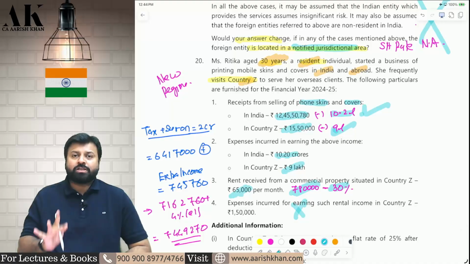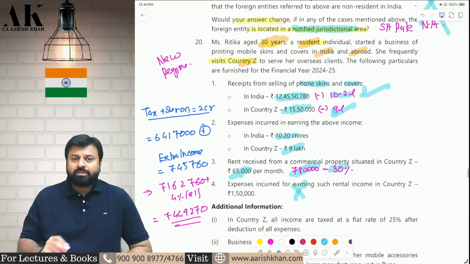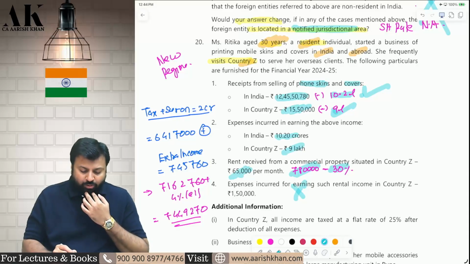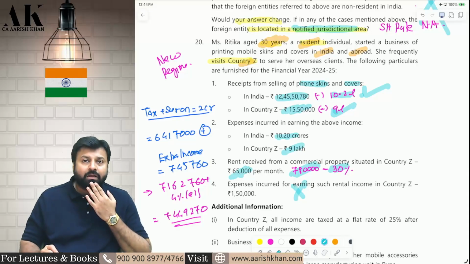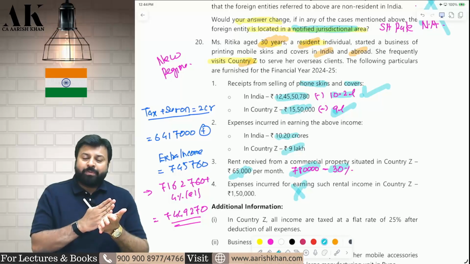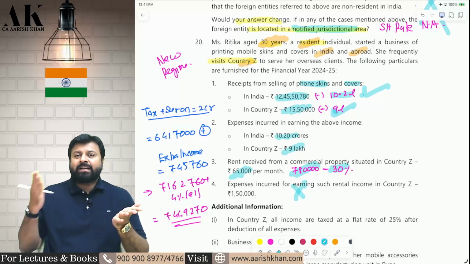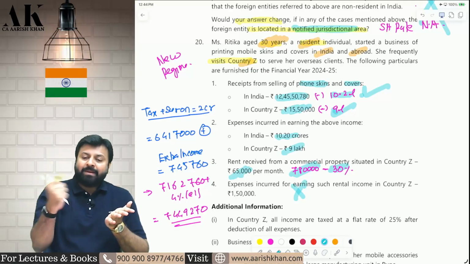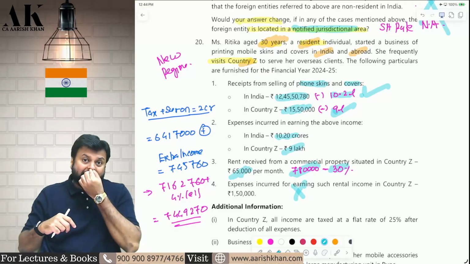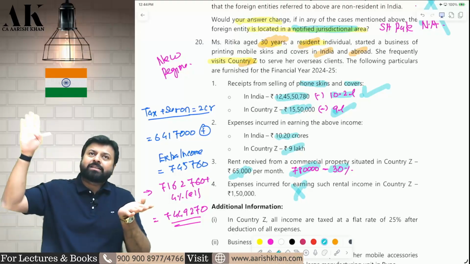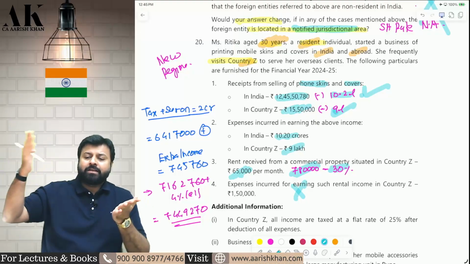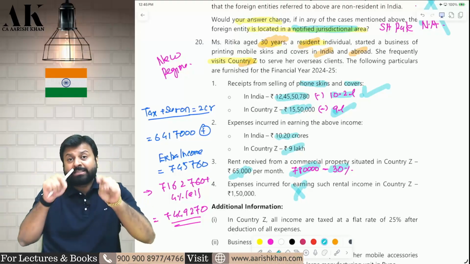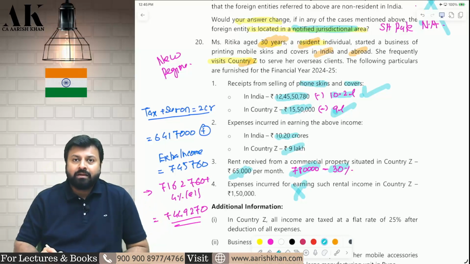Now, the catch in this question is that marginal relief comes in here. Why? Because the total income of Ritika is coming to somewhere around 2 crore 7 lakhs. Now, if I compute tax and surcharge on 2 crore rupees, then I compute tax on 2 crore 7 lakh rupees, the extra tax is coming more than the extra income. The extra tax is coming somewhere around 9 lakh. The extra income is only 7 lakh. Therefore, you have to apply marginal relief here.